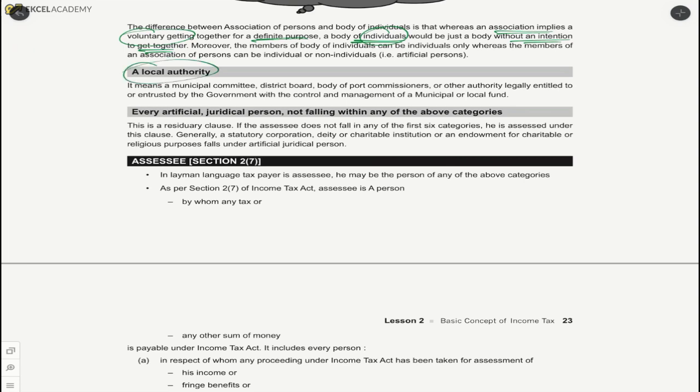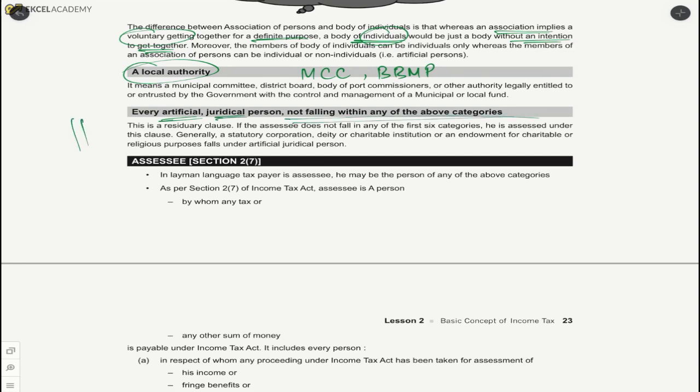Then comes the local authority. Once again, even this is included, as we saw earlier, corporations like MCC or BBMP. So all these come under the category of local authority. And every artificial juridical person not falling within any of the above categories.